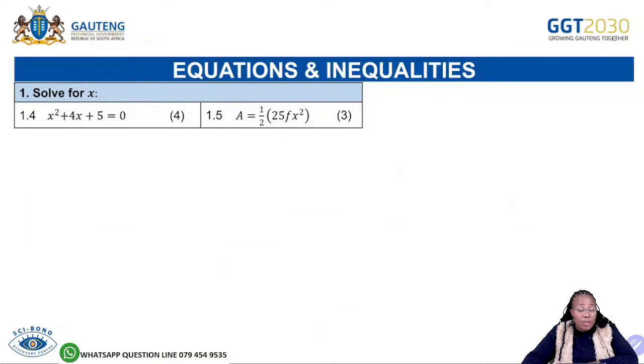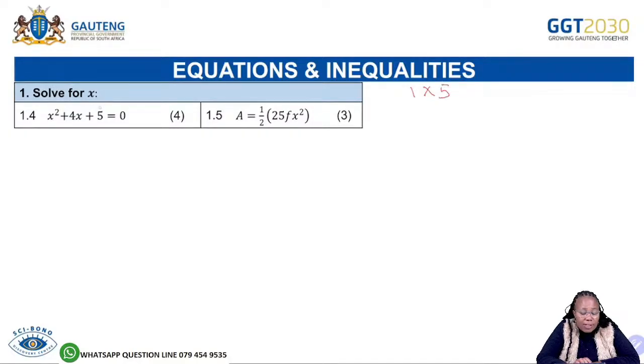Continuing now to the next, we are still solving for x. We are given x squared plus 4x plus 5 is equal to 0 here. And then now we are solving for x again. And then now we need to answer this one and check. So now the first thing that you'll be doing, I know you'll be checking factors of 5, right? If you check factors of 5, it is only 1 times 5.